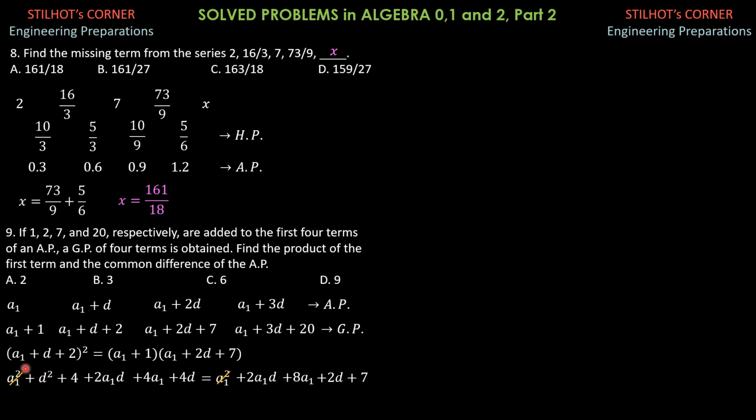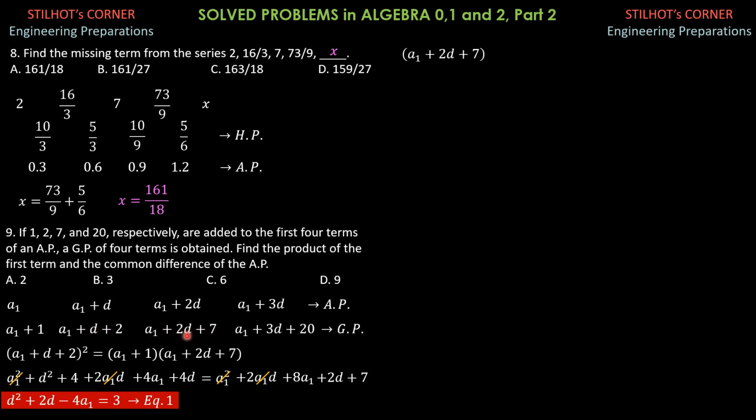So we can cancel A1 squared and 2A1D. Then simplifying, we have D squared; 4D minus 2D is 2D, so D squared plus 2D, then 4A1 minus 8A1 is negative 4A1, equals 7 minus 4 equals 3. So D squared plus 2D minus 4A1 equals 3. Call that equation 1.